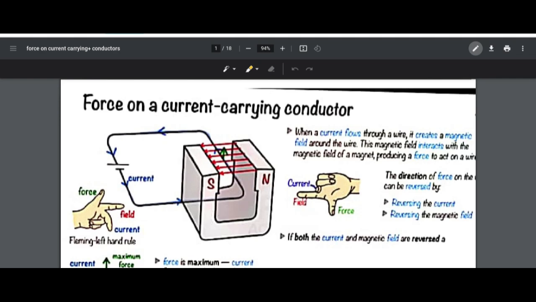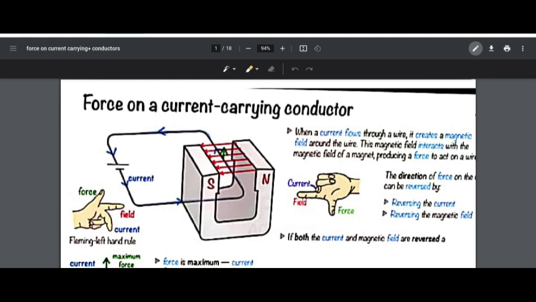So we have any conductor, current is flowing in that conductor, and we have to focus on the force on a current carrying conductor. So we have to consider the direction. We will use the Fleming left hand rule. Yes, Fleming left hand rule.